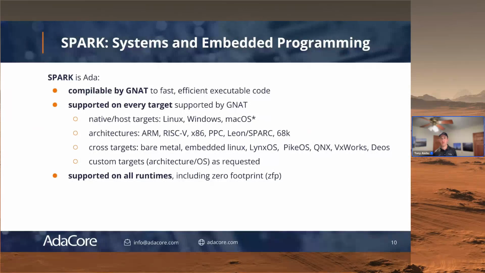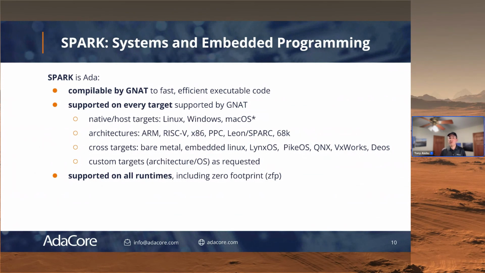Spark is wholly appropriate for systems and embedded programming because Spark is Ada. Spark is compilable by GNAT to fast, efficient, executable code, just like Ada. Spark is supported on every target supported by GNAT, again, just like Ada. So our native and host targets, Linux, Windows, and Mac OS through the FSF version of Spark. Architectures, we cover ARM, RISC-V, x86, PowerPC, Leon, 68K, pretty much any architecture you care about, we can target. Cross targets, bare metal, embedded Linux, Lynx OS, Pike OS, QNX, VxWorks, DOS, we've got you covered on targets.